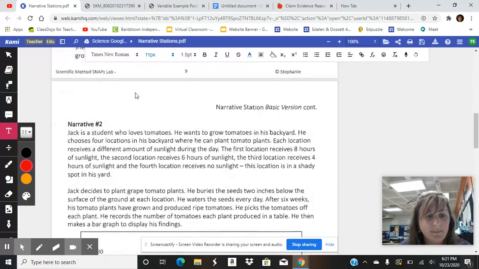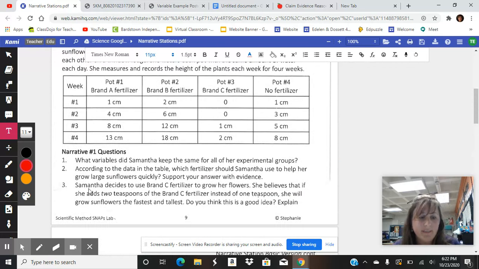Okay, next one. Number 3, Samantha decides to use brand C fertilizer to grow her flowers. She believes that if she adds 2 teaspoons of brand C fertilizer instead of 1, she will grow sunflowers the fastest and tallest. Do you think this is a good idea? Explain.